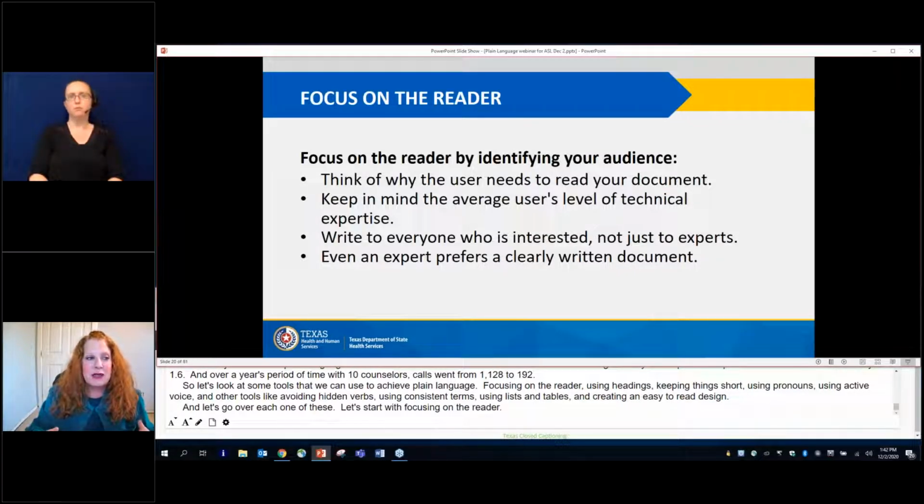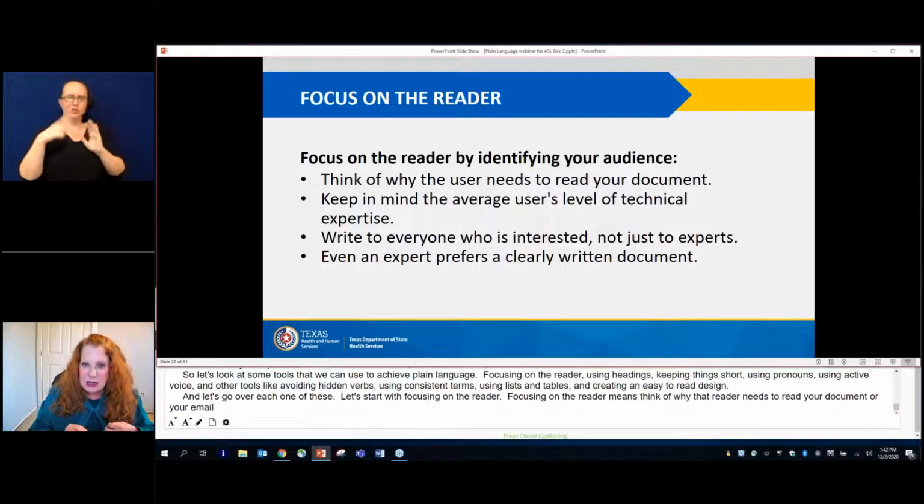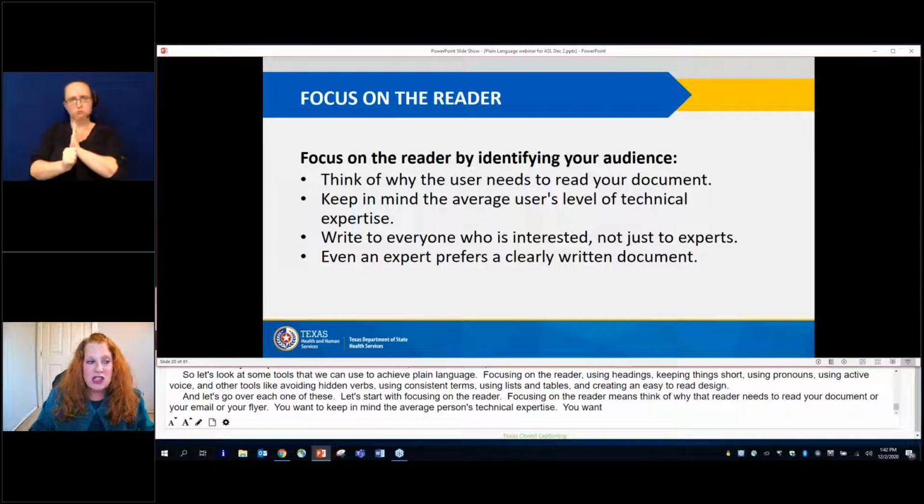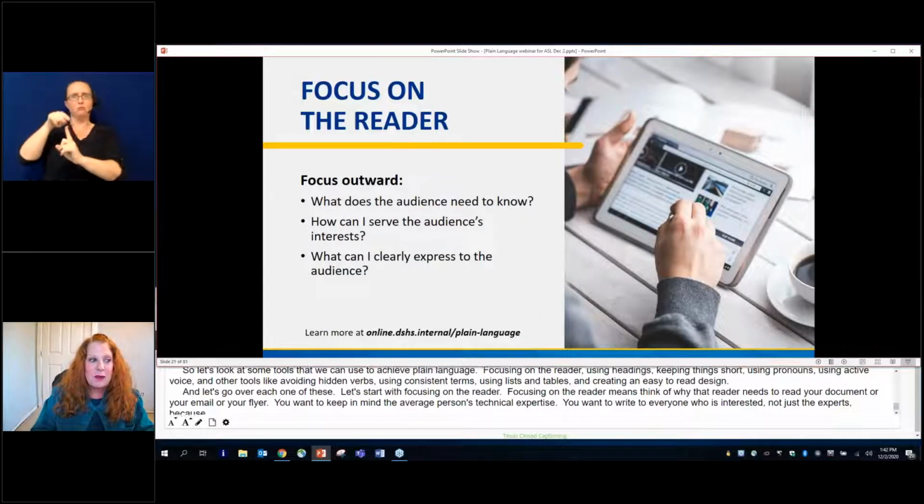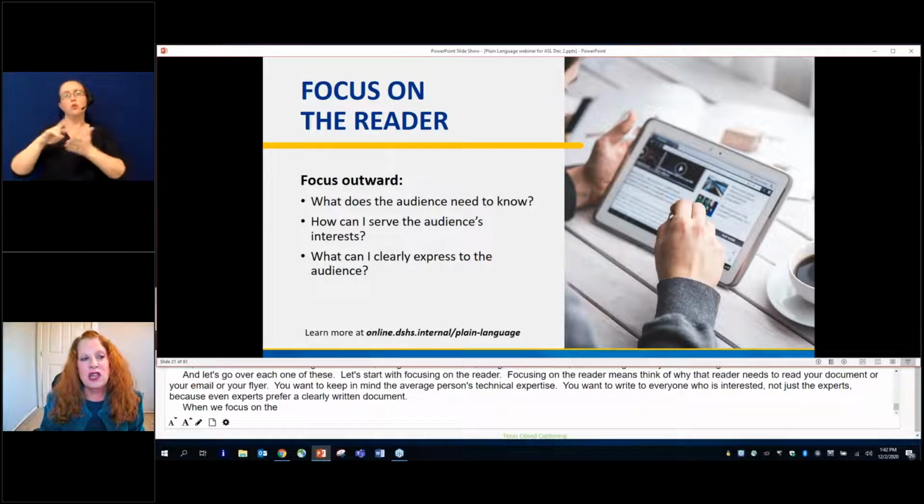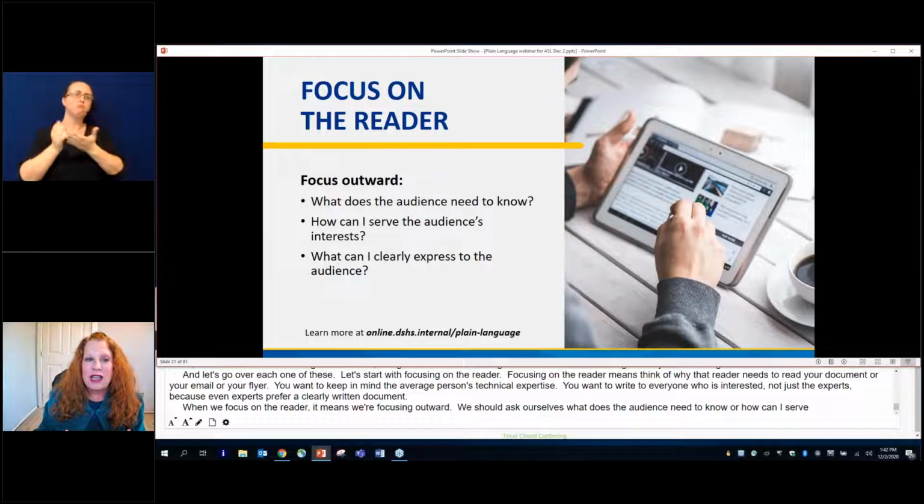Focusing on the reader means think of why that reader needs to read your document or your email or your flyer. And you want to keep in mind the average person's technical expertise. You want to write to everyone who is interested, not just the experts, because even experts prefer a clearly written document. When we focus on the reader, it means we're focusing outward. We should ask ourselves, what does the audience need to know? Or how can I serve the audience interest?